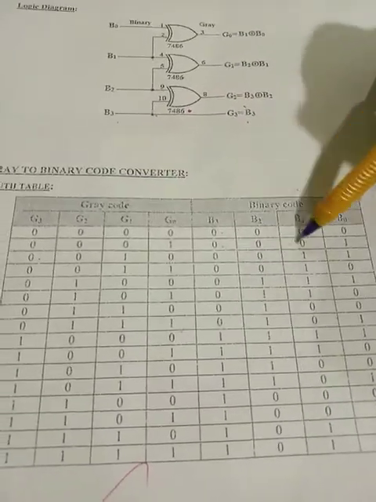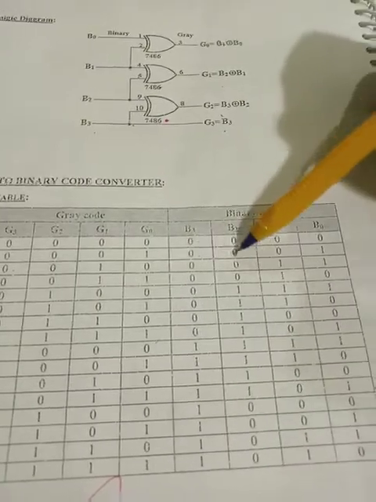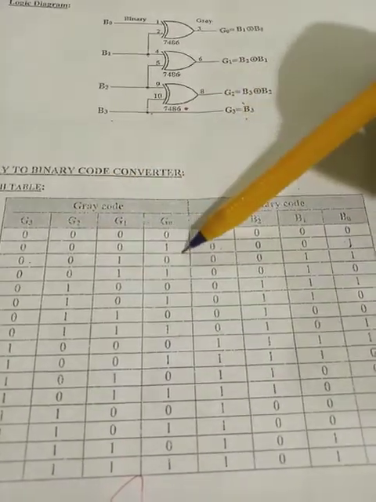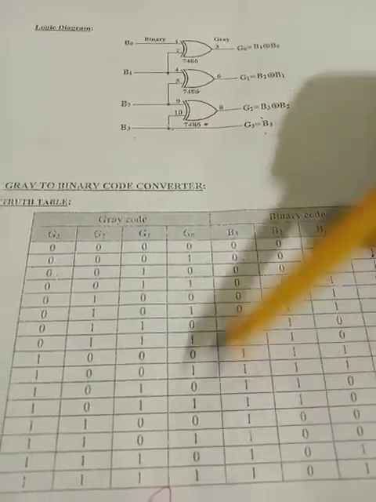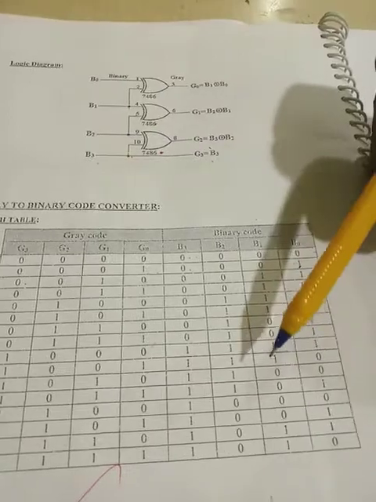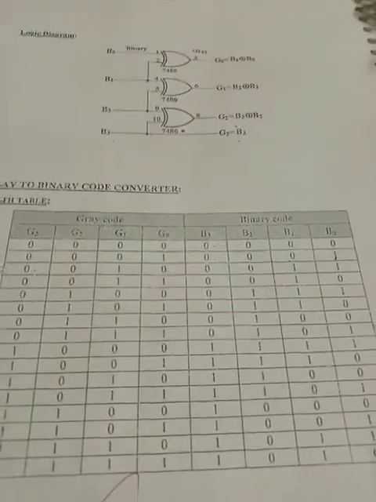For 0 0 0 0, my gray code will be 0 0 0 0, and for 0 0 0 1, my gray code is 0 0 0 1. Likewise, these are the combinations from 0 0 0 0 to 1 1 1 1. This is how we can convert.